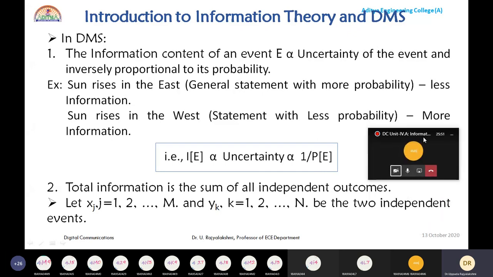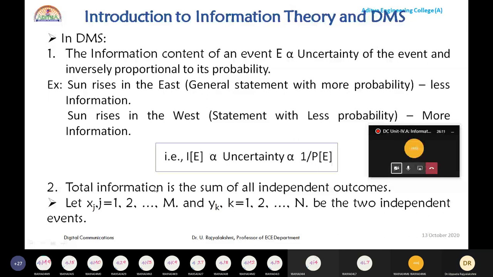Now, let us move to the second statement. What is the second statement? Total information is the sum of all independent outcomes. Please remember this statement. For a discrete memoryless source, there are two statements. One is that information content is inversely proportional to its event probability, P of E. And the second thing is that total information is the sum of all independent outcomes.